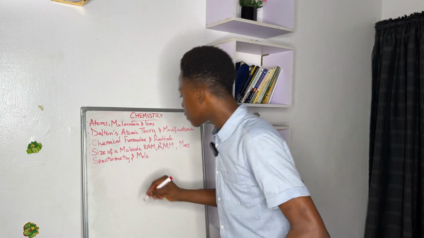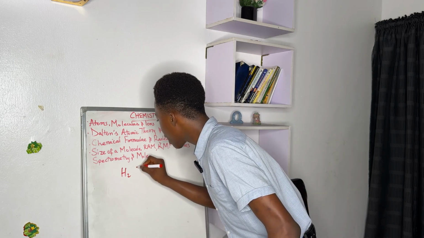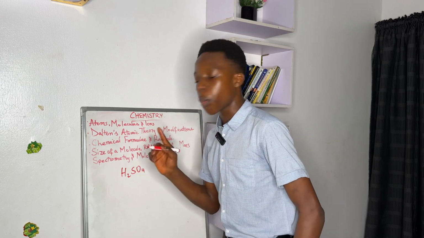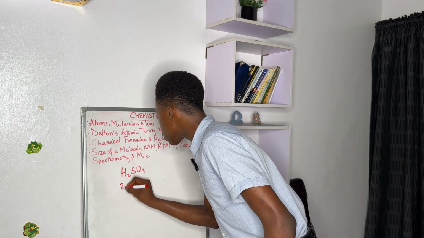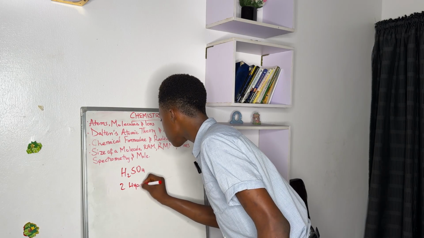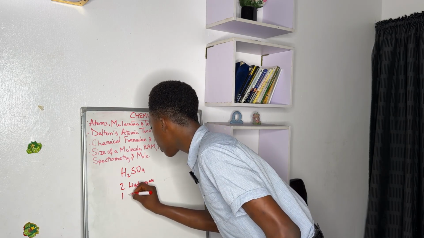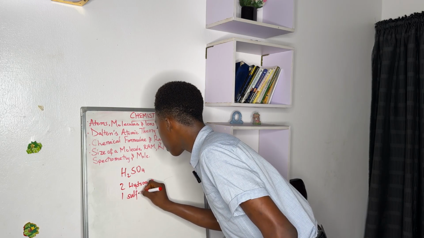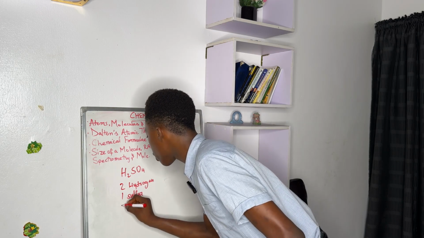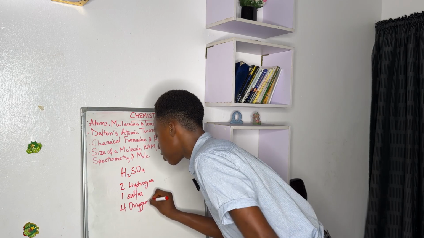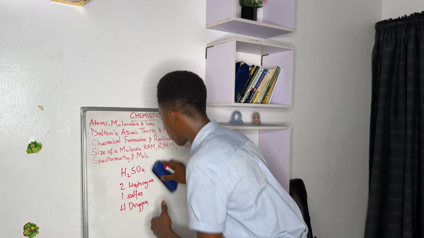Let me write that down. So this is H2SO4. Here you can see that there's H2, which is two hydrogen atoms. So there's two hydrogen atoms. And then there's one sulfur atom, and then there's four oxygen atoms. Alright, so let me clean that off.